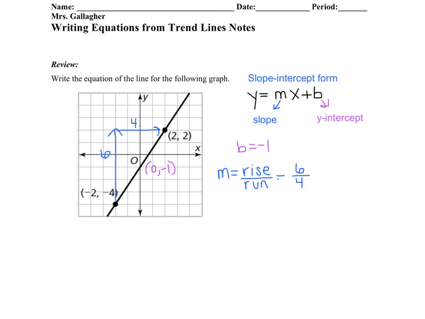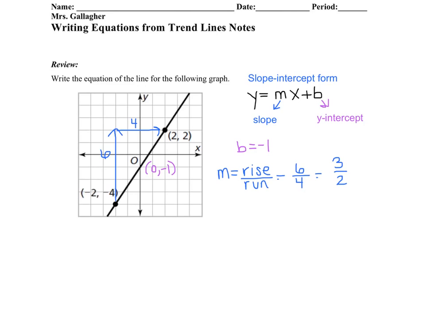Then you want to say to yourself, is this a positive or a negative slope? It's positive, it's going uphill. Next, you want to ask yourself, can we simplify 6 over 4? Yes, we can. We can simplify it to 3 over 2, because 2 goes into both 6 and 4. So that's the first way you can find your slope.